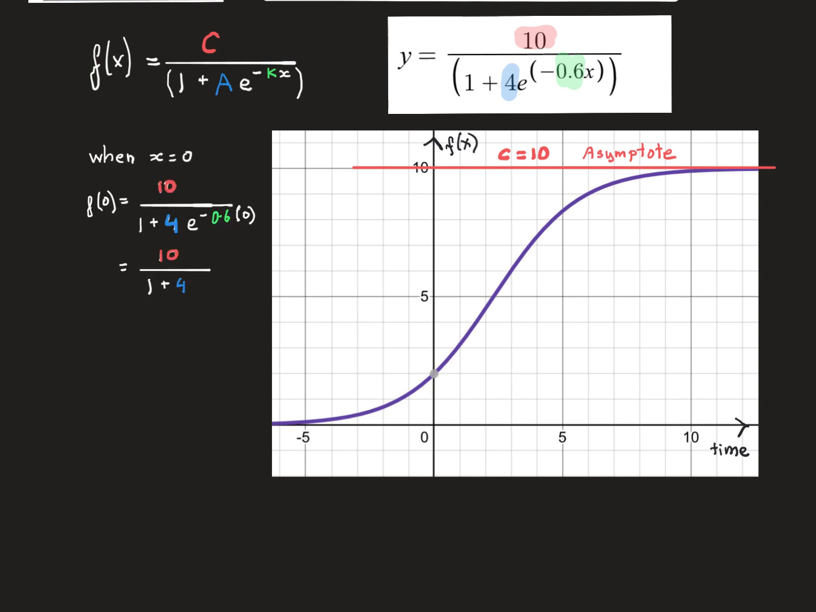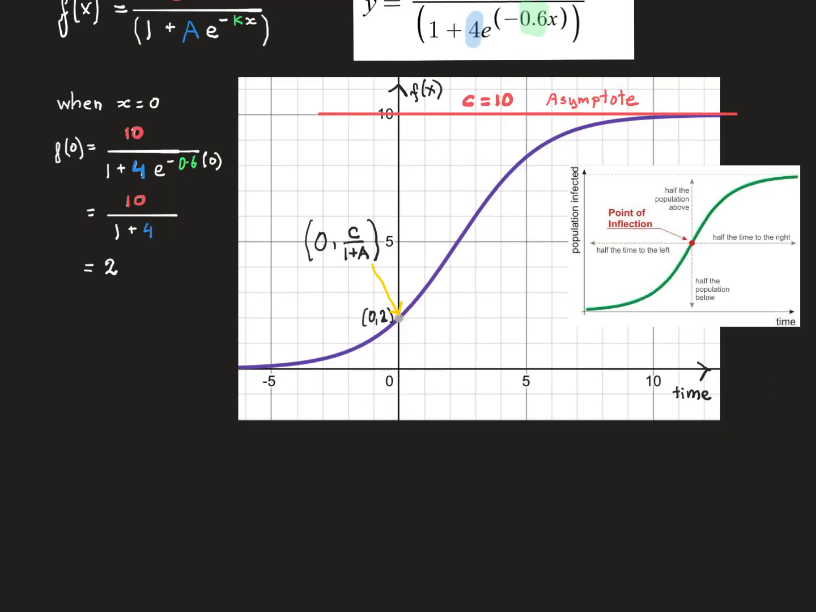Since 0.6 times 0 is 0 and e to the minus 0 is equal to 1, we are left with only 1 plus 4. And you can see that this is reflected in the value 2 here. This can be very quickly calculated by, for the y value, making the C equal to 10. So it will be C over 1 plus A for the y value, and of course 0 for the x value.